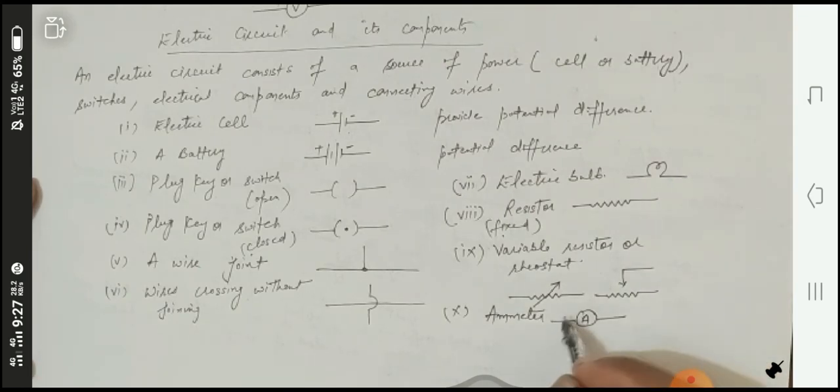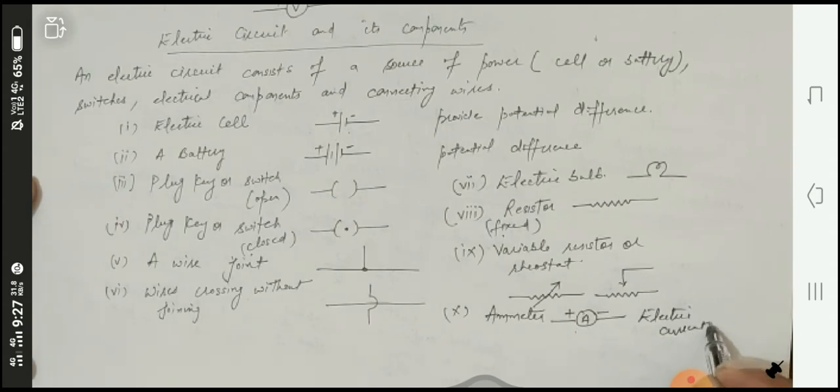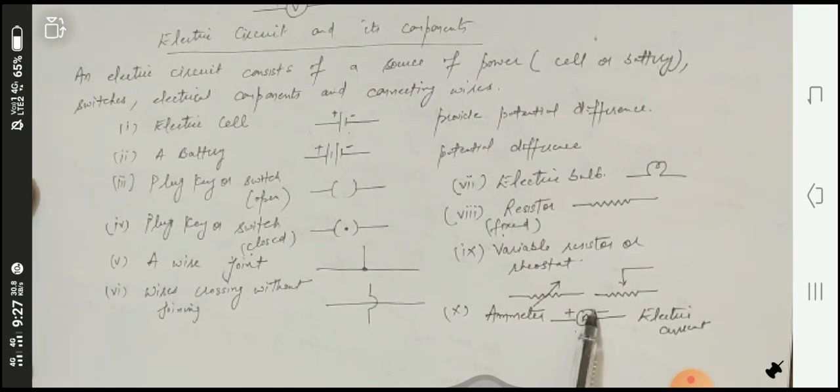Ammeter, which denotes electric current. To measure electric current, we have a device called ammeter, denoted by symbol A. Fine.